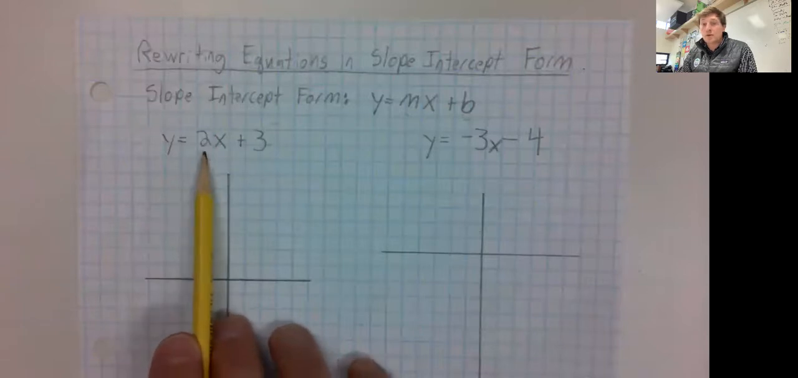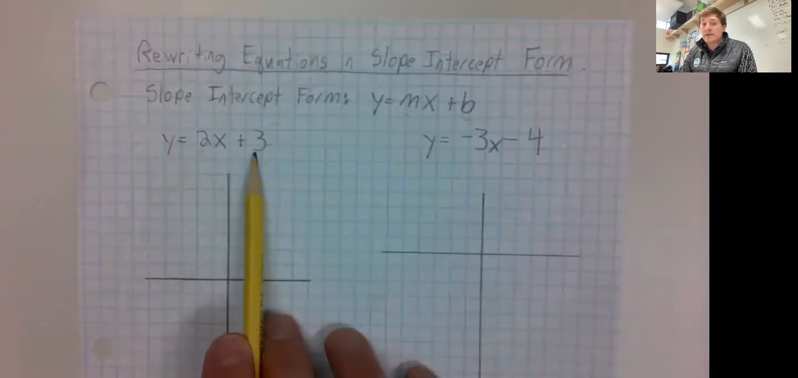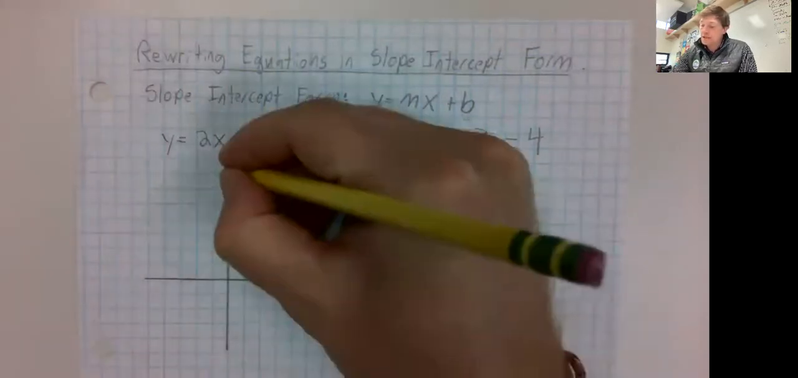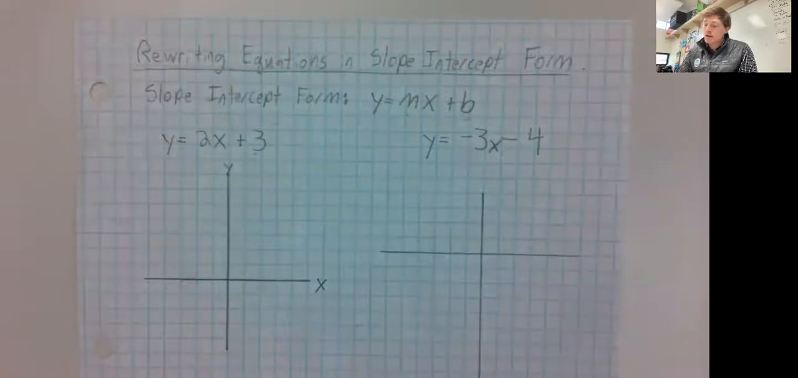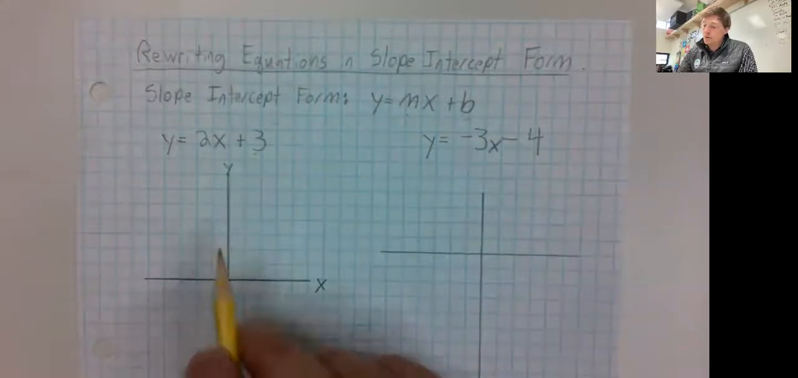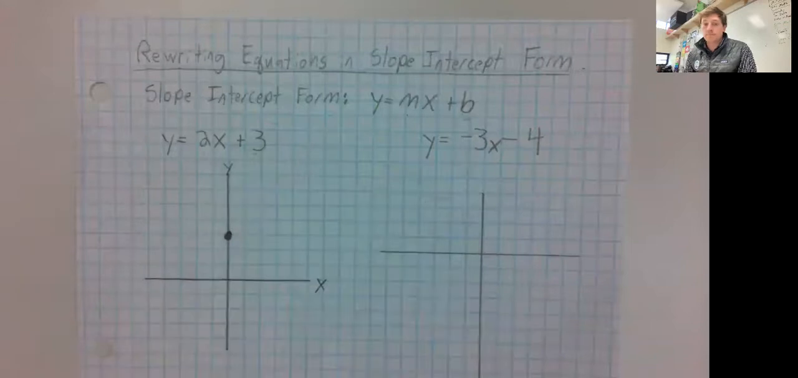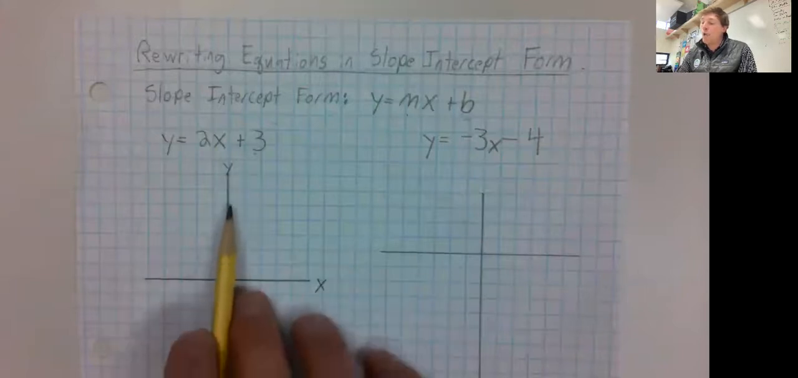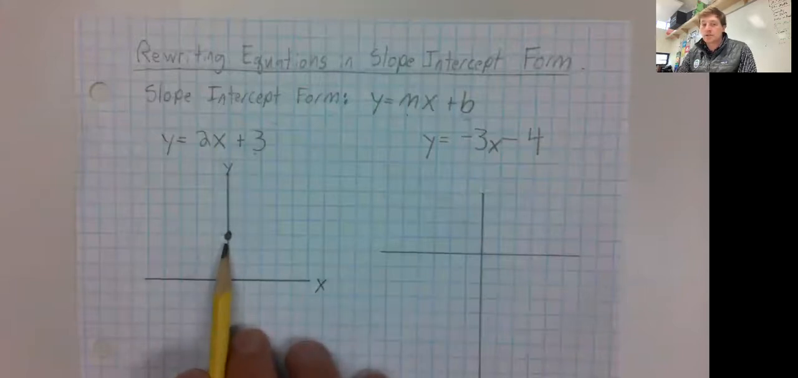My slope is going to be 2. My y-intercept is 3. When I'm graphing, I always start with the y-intercept. That's where the line crosses the y-axis. Right, I've got my axes written here. Here's X, here's Y. So I'm going to start at 1, 2, 3 and plot a point. There's my y-intercept. The line is going to cross the y-axis somewhere along this line.